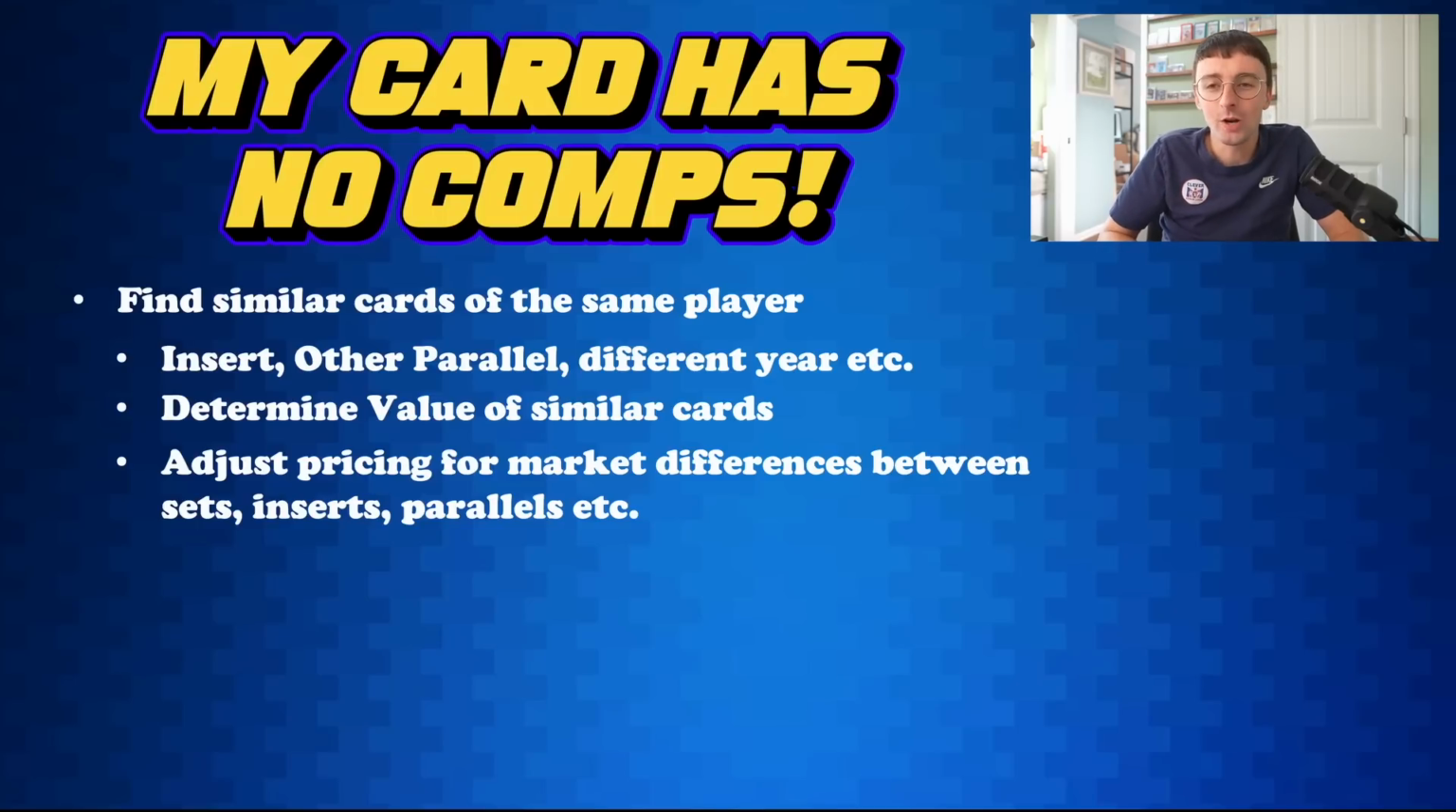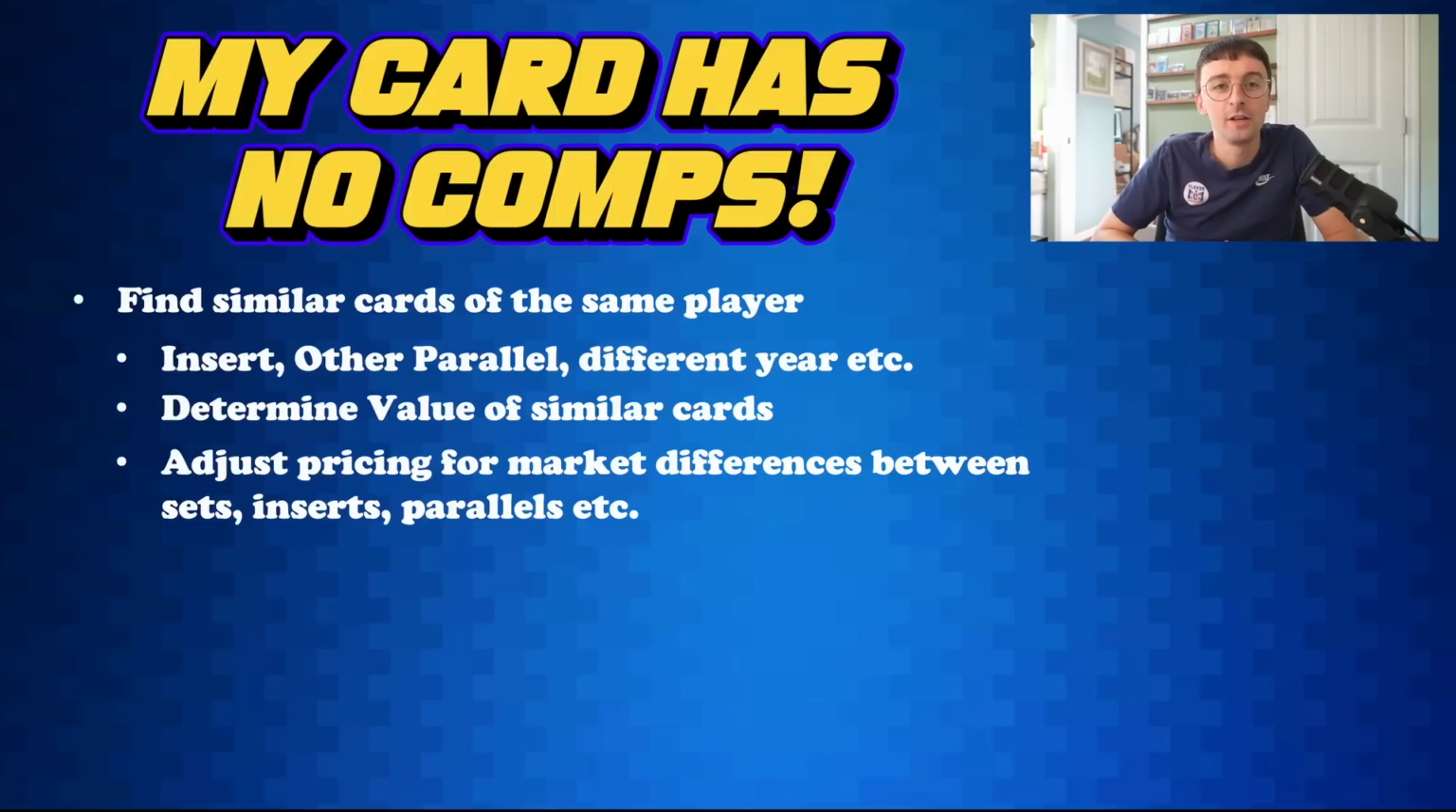But there are situations where you can't find a comp. Your card has no comps. What do you do? There are 2 options. This is the first one: find a card of the same player. You need to find an insert, other parallel, different year, etc. So find something that is similar of the same player, determine the value of that similar card, and then adjust the pricing for market differences between sets, inserts, parallels, etc.